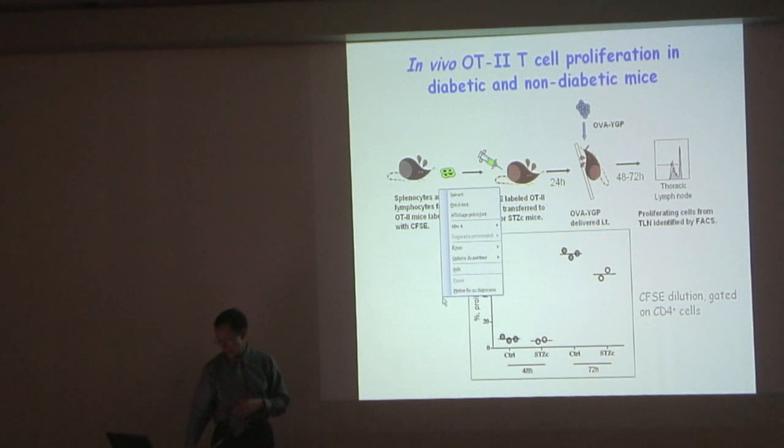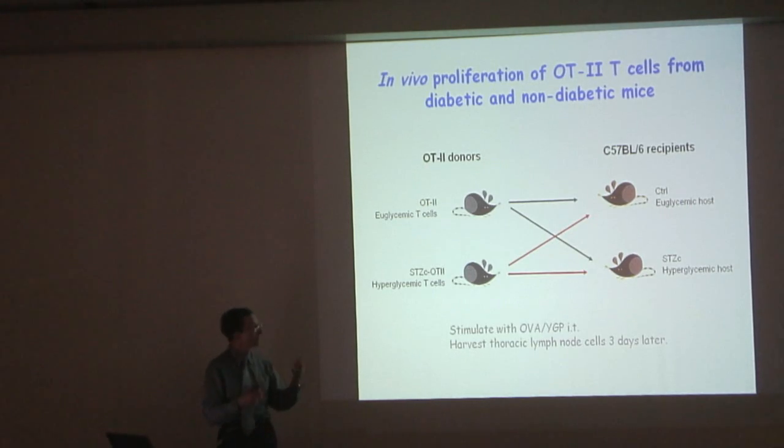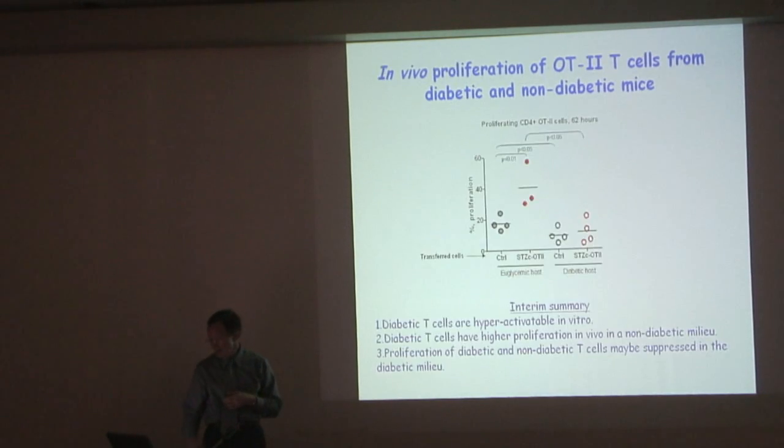And the last experiment I'll show is this crisscross experiment where we now made the OT2 mice diabetic or not diabetic, and we transferred their T cells either into a non-diabetic host or a diabetic host. And again, we stimulated with the ovalbumin delivered to the mucosa in the airways. We took the thoracic lymph nodes out 3 days later.